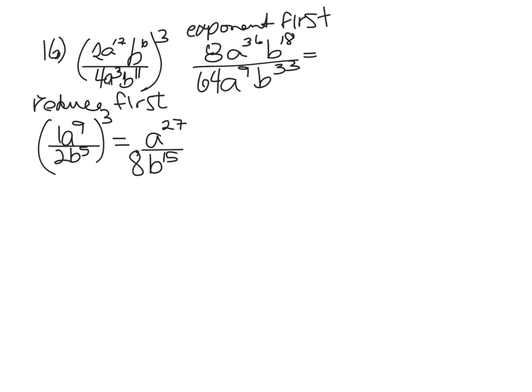And now we'll simplify. 8 goes into 64 8 times. That stays in the denominator. 36 minus 9 is a to the 27th. And 18 minus 33 is negative 15. So b to the 15 stays in the denominator. Either way, you're getting the same answer. It's just a preference.